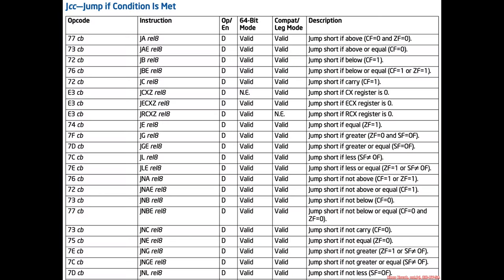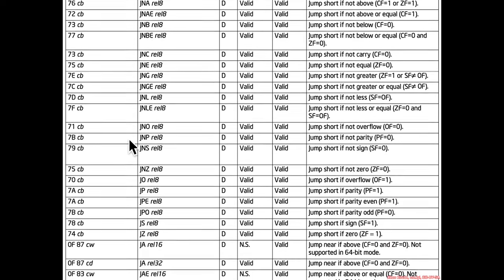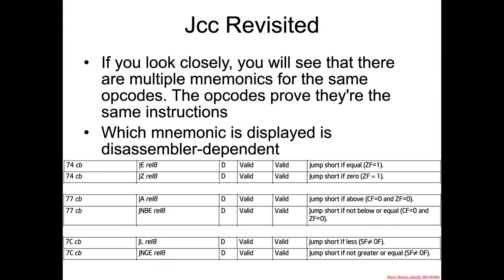You've got it. Let's talk about control flow, specifically JCC, the jump if condition code is met. All right, well, here's a giant list of assembly instructions, and it only gets longer. And this is just from the very first page of the JCC in the manual.